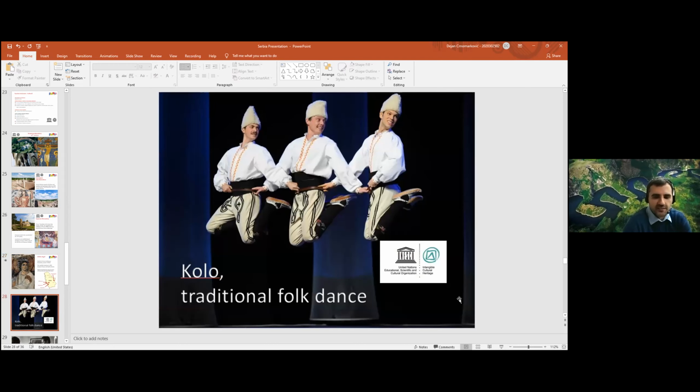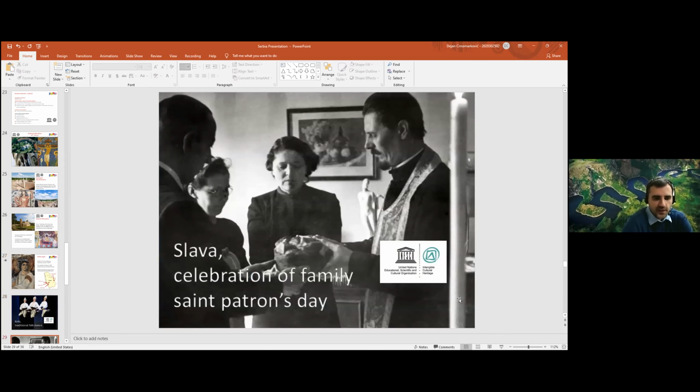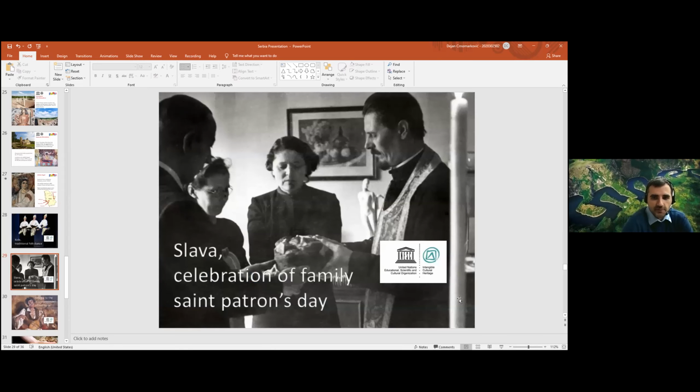Intangible heritage, we have also kolo, traditional folk dance. So do not try this at home. You need an instructor for this, but actually it's like a national dance, and it's being practiced during weddings and different kinds of celebrations. Slava is a tradition that's being celebrated by families, and it's dedicated to the patron saint. So each family has one day in the year when they celebrate their patron saint.